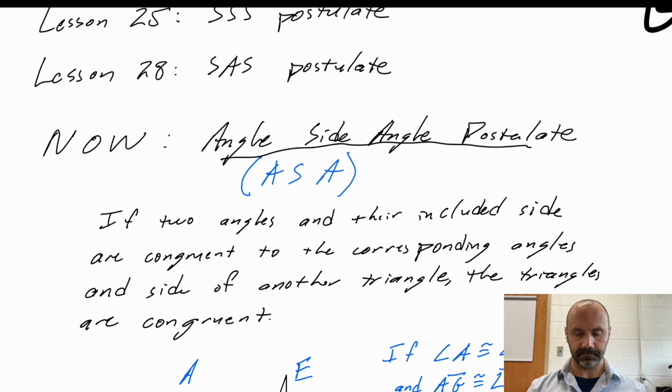I just wrote postulate for short, but here's the idea. If we've got two angles that we know are congruent, and then the included side between those angles, so we've got two triangles and the corresponding parts: angle, angle, and then the corresponding included side, then we know that those two triangles as a whole are congruent.